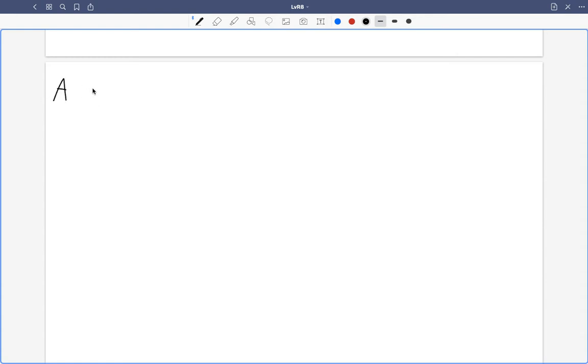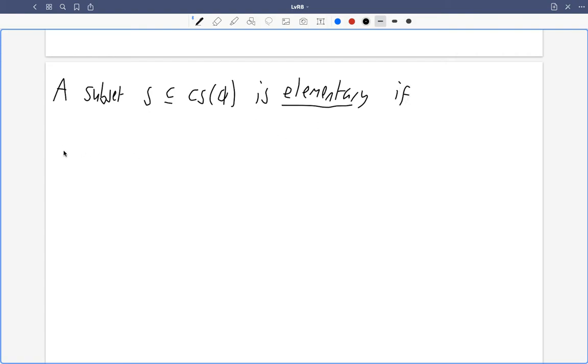So a subset of the set of complemented subformulas of phi is elementary if it satisfies some properties. And the point is, these elementary sets are going to be our states, the states of the Büchi automaton that we're constructing.